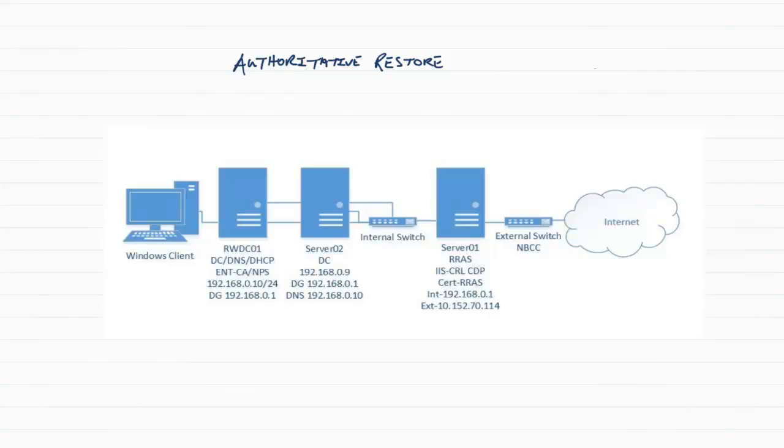Hi, so in this video we're going to run through an authoritative restore of Active Directory. By saying it's authoritative, it's a little bit different than a regular restore. It's authoritative because it marks objects as authoritative. It marks them by changing their version number, so there's a version number increase by 100,000.